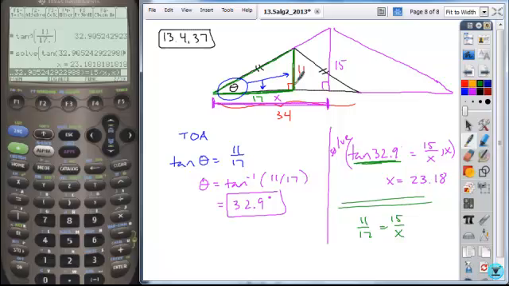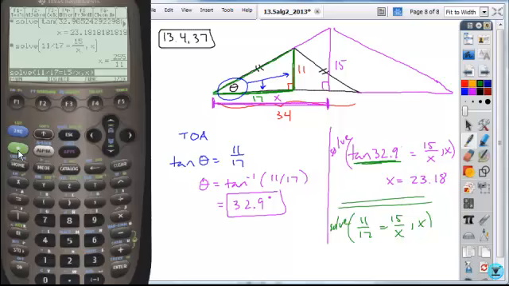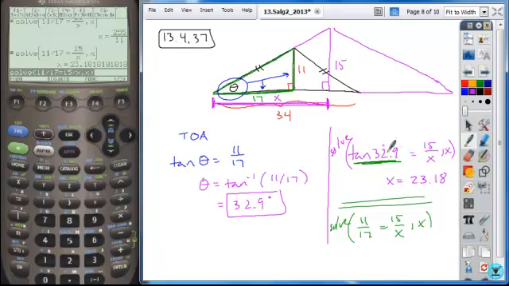Therefore, the ratio of their corresponding parts is the same. So 11 is to 17 as 15 is to x. So you could have just gone directly with that ratio and solved. If we solve this ratio here for x, if we solved the equation, 11 over 17 is equal to 15 over x, and we solve for x, in decimal form, we get the same thing, 23.18. Okay, this gives you the length of x.